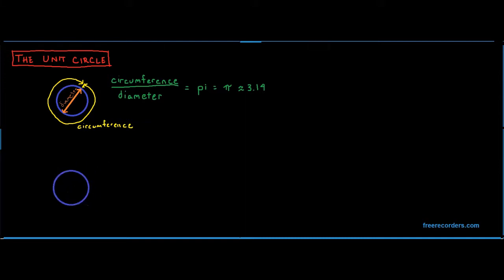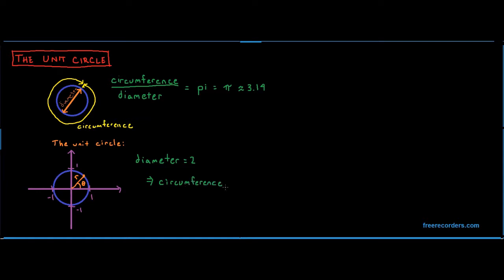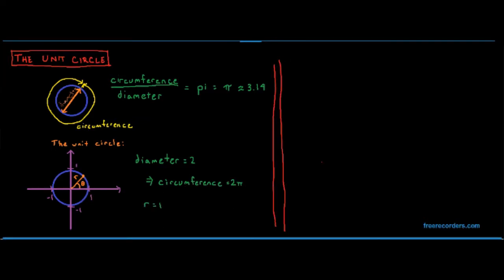Now let's examine a circle with a diameter of 2 centered on the origin of a coordinate system. We call this the unit circle, and use it as a touchstone for a great deal of mathematical conceptualizations. If we wanted to calculate the circumference of this unit circle, we just look at our definition of pi, isolate the variable circumference, and plug in the known value of the diameter. The circumference is 2 pi.